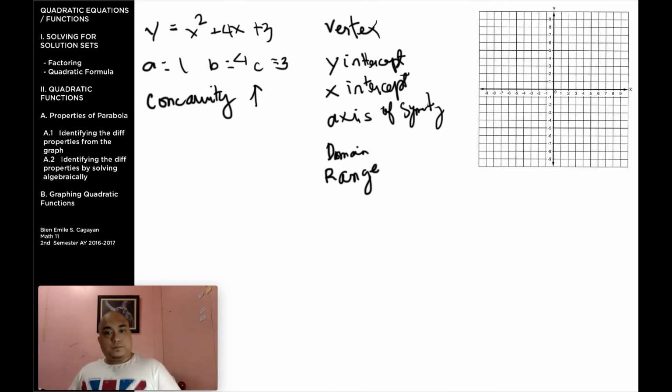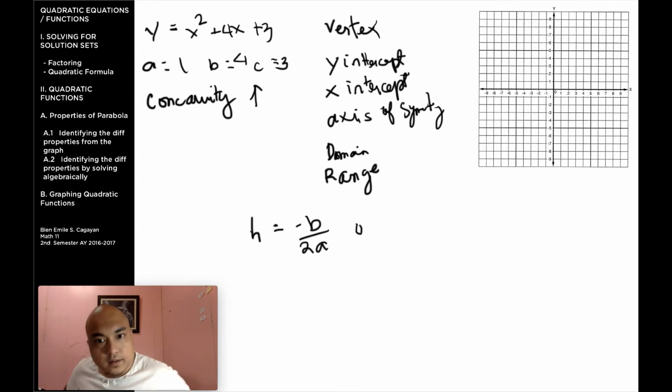Now we can find those once we compute for the vertex and the x and y intercepts. So the vertex, we know that the formula for the vertex is h equals negative b over 2a. In this case, negative 4 over 2, or negative 2.